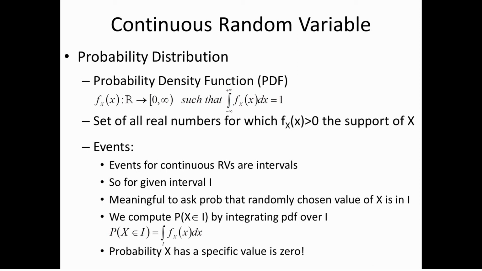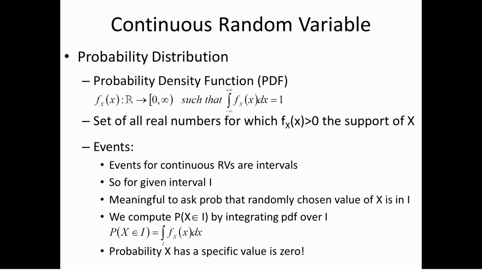Now we say the continuous random variables have a sample space that is an interval, and so the events are going to be intervals also. And so what's really important to understand is that given some interval I, what's meaningful to ask is what is the probability that a randomly chosen value of the random variable is in the interval I. Okay, that's what it's meaningful to ask probabilities about. And the way we get that probability is we integrate the PDF over that interval. Okay?